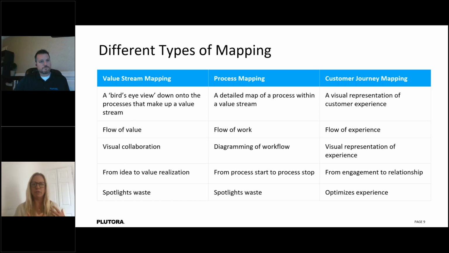And they have different functions. Value stream mapping, as I have said quite a few times, is really about getting a number of people looking at the same thing and talking about that thing, so that visual collaboration. Whereas in process mapping, we're really diagramming that workflow to communicate it and record it. And then the visual representation of the experience is the customer journey mapping idea.